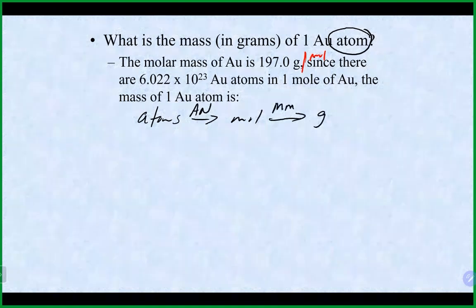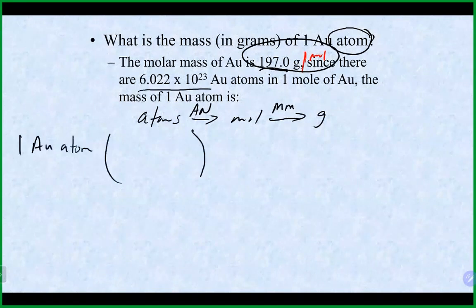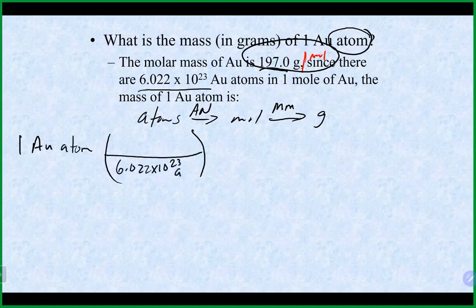If it obviously wasn't given to you, which it probably would not be, we would go to the periodic table and find the molar mass for gold. And obviously we do need to know Avogadro's number, which is 6.022 times 10 to the 23. So we'll start with the one gold atom. Once again, using Avogadro's number as a conversion factor, that means the atoms need to go on the bottom so they cancel. So at this point, the atoms of gold would cancel.